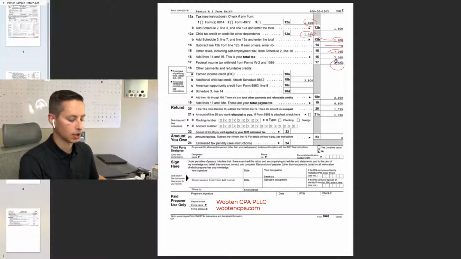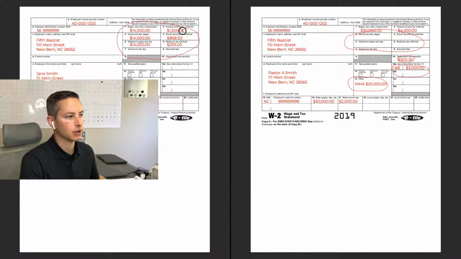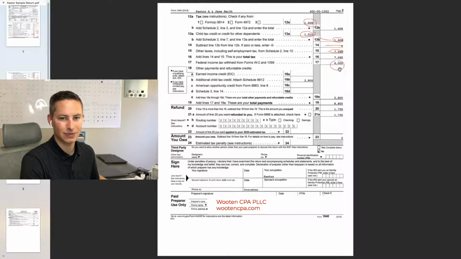So our pastor and his wife, if you remember, had $1,500 plus $4,500, which is a total of $6,000 of income tax withheld, federal withholding there. Now there is an additional child tax credit, so because we weren't able to use the full amount up here, of that $2,000 per child, $1,400 of it is refundable.